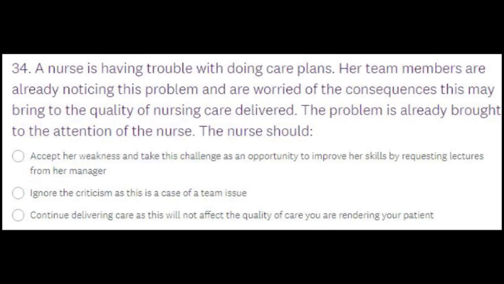Question number 34. A nurse is having trouble with doing care plans. Her team members are already noticing this problem and are worried of the consequences this may bring to the quality of nursing care delivered. The problem is already brought to the attention of the nurse. The nurse should, first option, accept her weakness and take this challenge as an opportunity to improve her skills by requesting lectures from her manager. Option B, ignore the criticism as this is the case of a team issue. Option C, continue delivering care as this will not affect the quality of care you are rendering your patient.